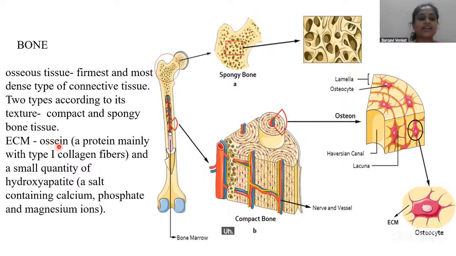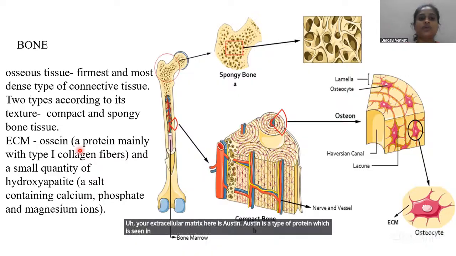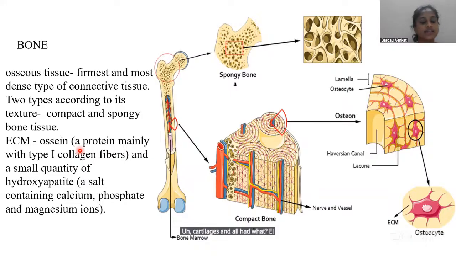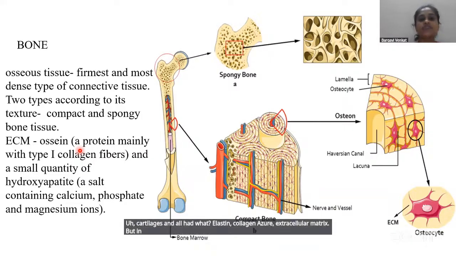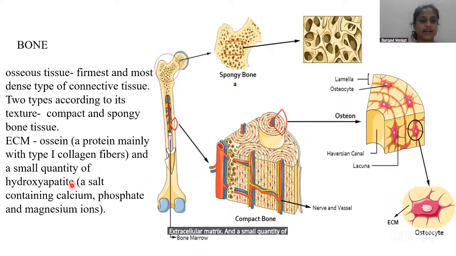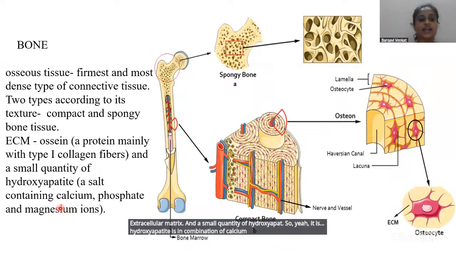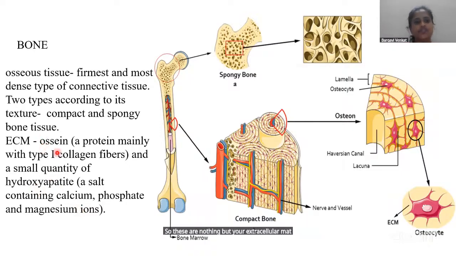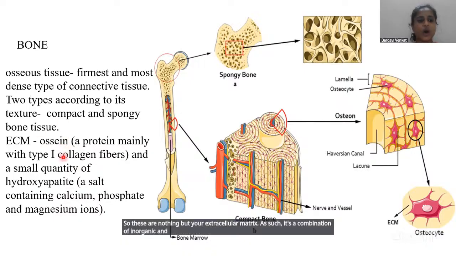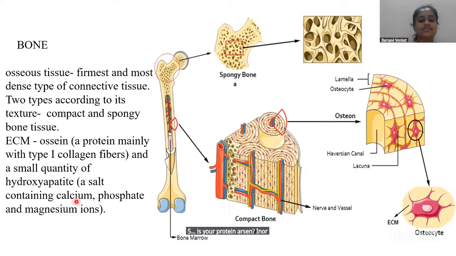Your extracellular matrix here is ossein. Ossein is a type of protein which is seen in the bone. So bone will have ossein, whereas your cartilages had what? Elastin and collagen as the extracellular matrix. But in bone, you're going to have ossein as an extracellular matrix and a small quantity of hydroxyapatite. Hydroxyapatite is a combination of calcium, phosphate, and magnesium ions. So the extracellular matrix is a combination of inorganic and organic material. Organic is your protein, ossein. Inorganic is all these ions.